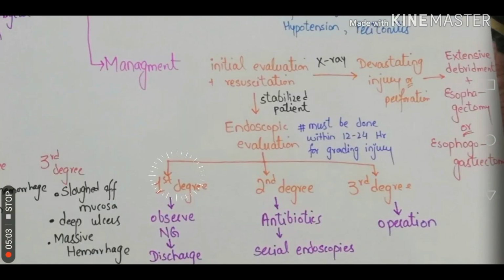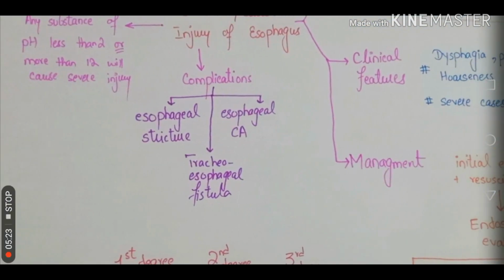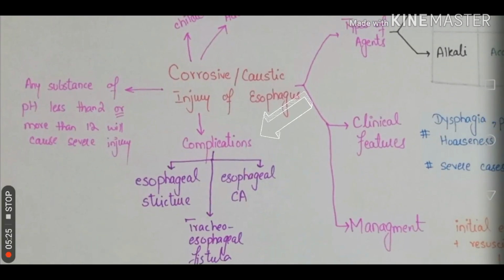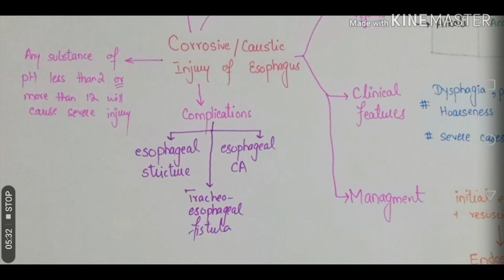For first degree, we have to observe the patient, pass an NG tube, and eventually discharge him. But for second degree, we have to give the patient antibiotics and do serial endoscopy for evaluation of the patient. But for third degree, operative management is the definitive treatment. Now, talking about complications that can occur as a result of ingestion of a corrosive substance, there could be esophageal stricture, esophageal carcinoma, and tracheoesophageal fistula.